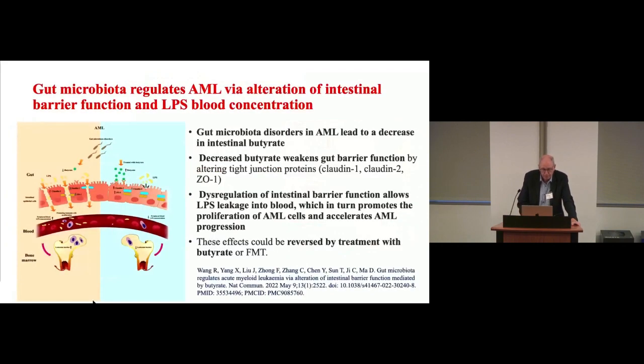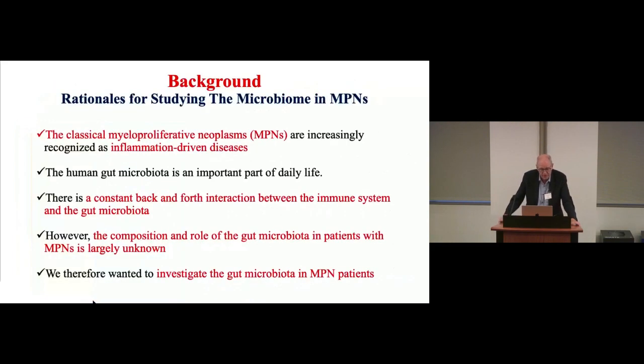So in AML, acute myeloid leukemia, the gut microbiota regulates AML via alterations of intestinal barrier function, which gives rise to release of bacteria which contain what's called LPS, a very toxic agent, and this elevates in blood concentration, and then it induces chronic inflammation. So gut microbiota disorders in AML lead to a decrease in intestinal butyrate, and please remember this because this is important when I show you all the other slides.